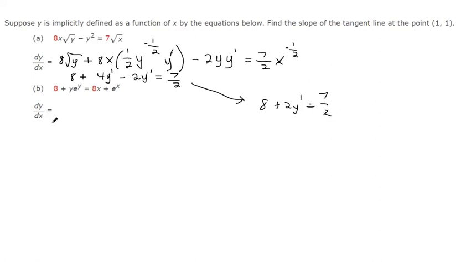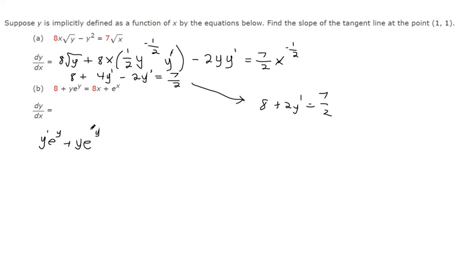Okay, so for part B, same type of thing, except now we just have an exponential function. So the derivative of 8 with respect to x is 0. The derivative here, we need the product rule because we have two different functions multiplying. So the derivative of the first function is y prime with the second function kept the same, plus the first function kept the same times the derivative of the second function.